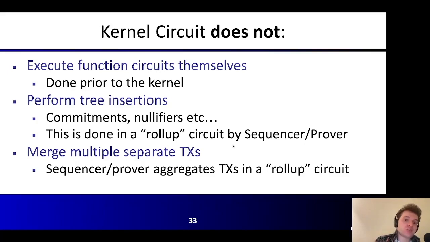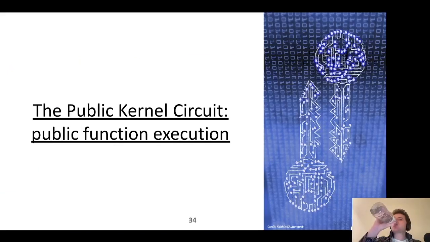a sequencer, a block producer, who can basically order transactions and then perform all the state updates one by one. And you can't merge multiple separate transactions signed by separate users. They are aggregated in a roll-up circuit, which is effectively doing what an Ethereum node does when a block is being processed.